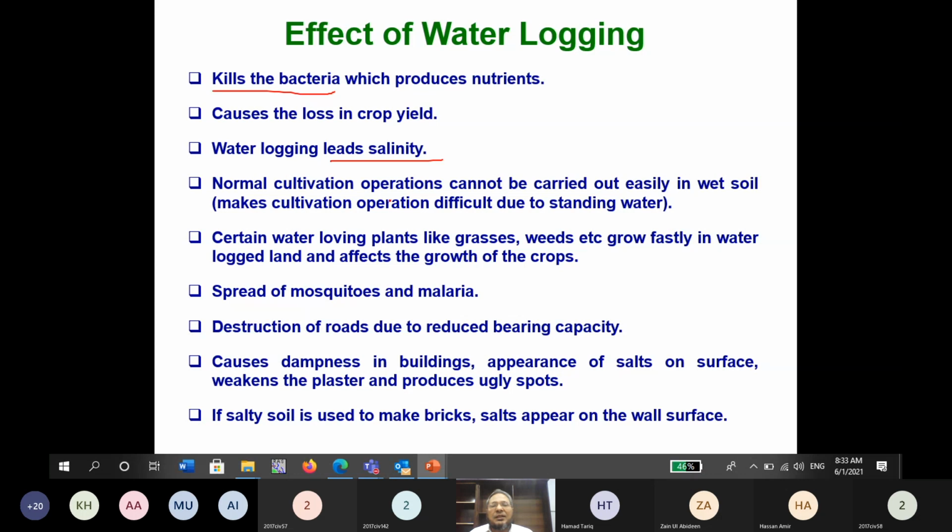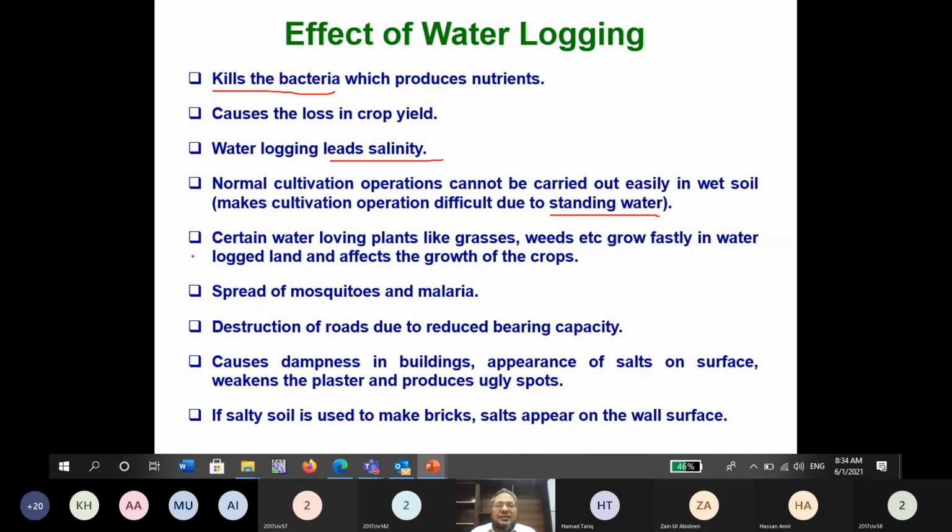And next, normal cultivation operations cannot be carried out easily in wet soil. When it is wet, it is difficult to plow and to prepare it for cultivation, because of the standing water in the lands.